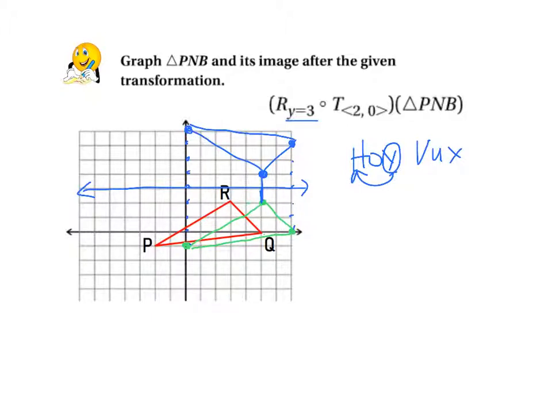And to label that, let's look at what we've got. P went from here to here and then up here. So this is P double prime. Q went here and then reflected to here. So this is Q double prime. And R would be right here, R double prime.